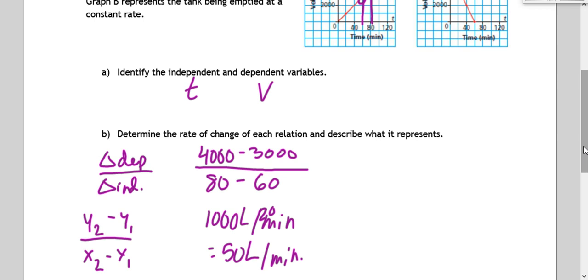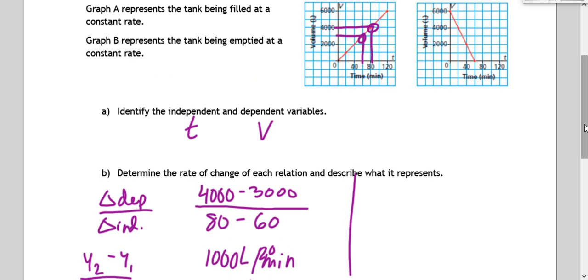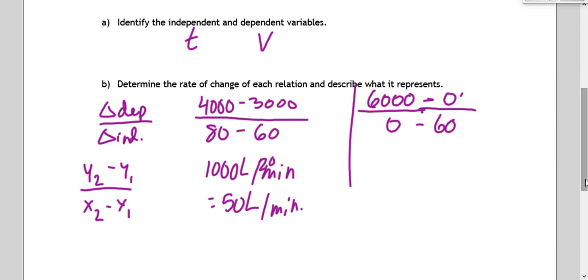And for graph B, it'll be a little different. So if we look at graph B, we have a point at 6,000 liters, and that's at 0 minutes, minus 0 liters at 60 minutes. So then that becomes 6,000 over negative 60. So that reduces, so that should be negative 100 liters per minute.